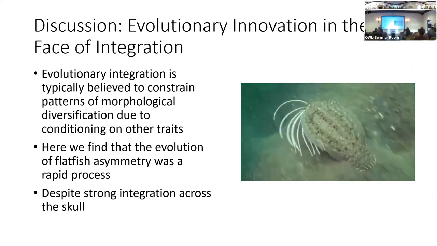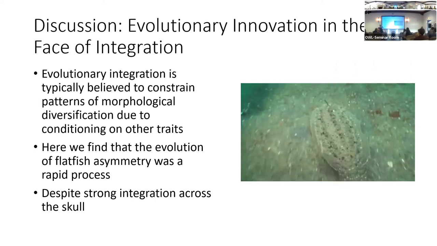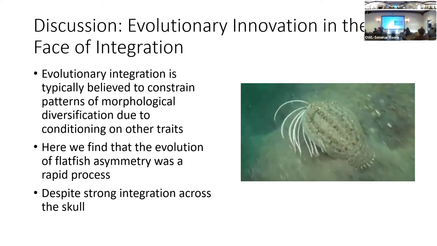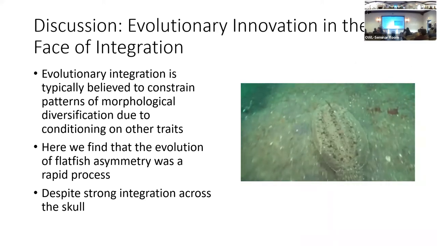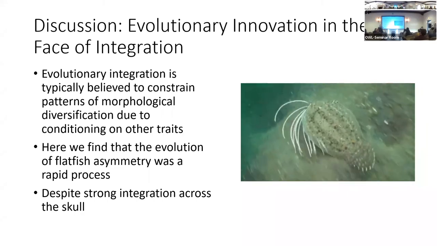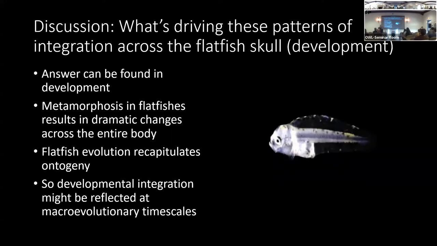So again, integrations will need to be trained, but we're not seeing that. Again, we're finding that these animals are rapidly diversifying at the interface of the evolution. So again, how does this happen? In this case, I think the answer can actually be found.